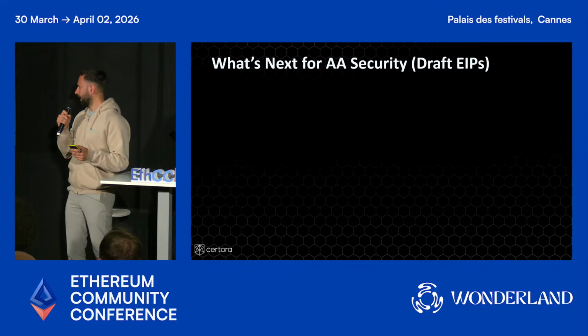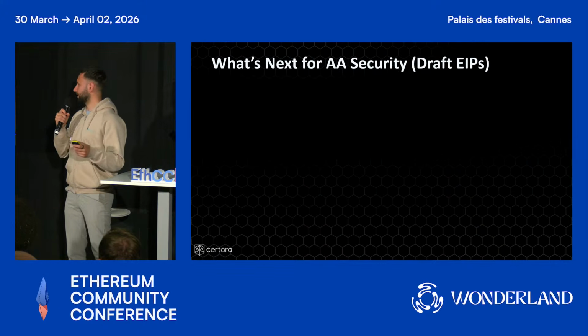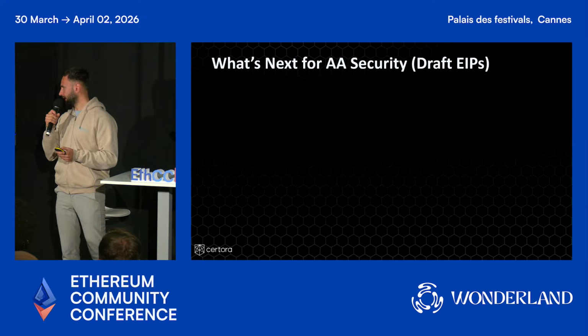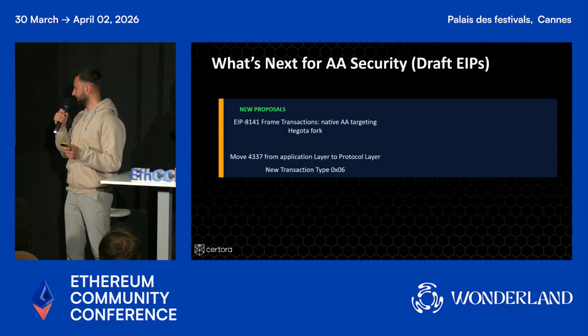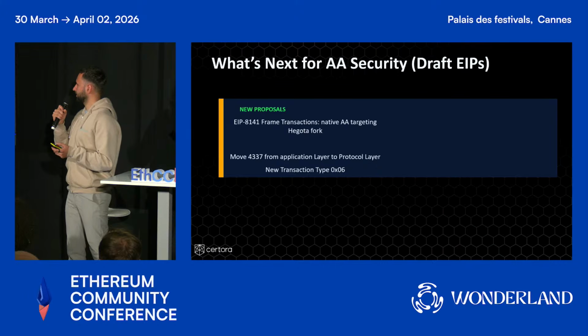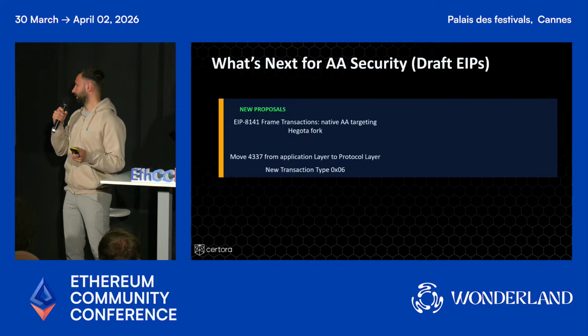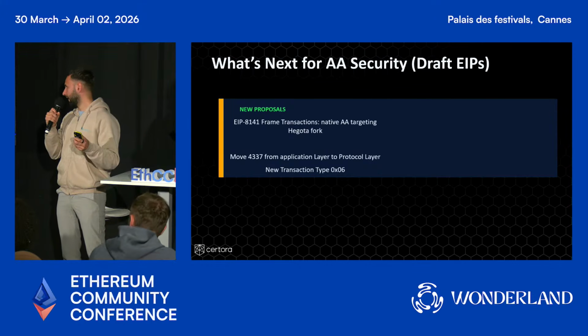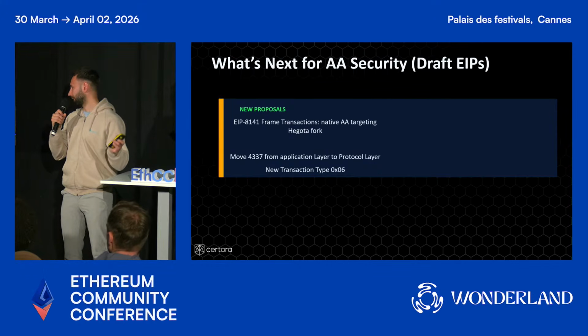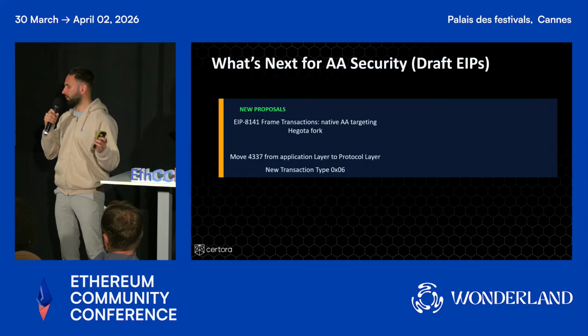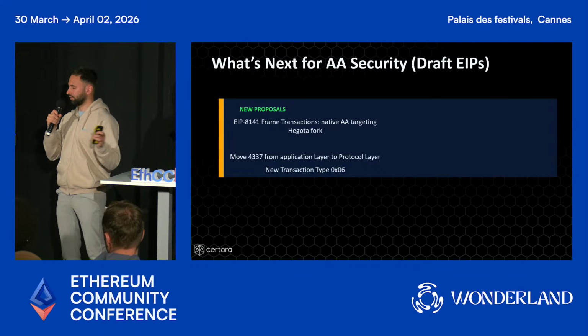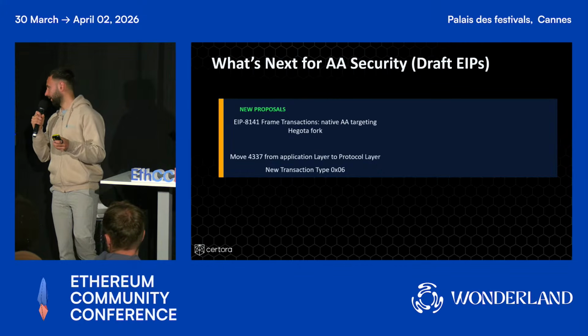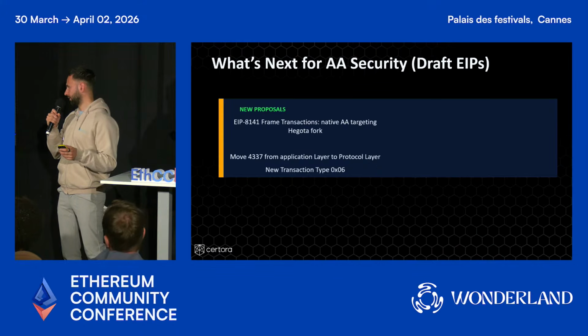So what's next for account abstraction security? There are 2 EIPs worth knowing. Both are from Vitalik. You may know him. The first one is EIP 8141, which is called an omnibus frame transaction. The idea is to move 4337 from application layer to protocol layer, so no more off-chain bundler, no more EntryPoint middleman. And the idea is to do that by introducing a new type of transaction, 0x06.